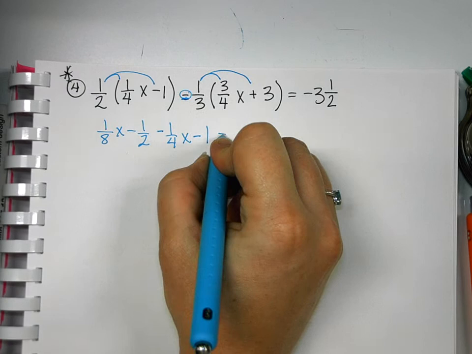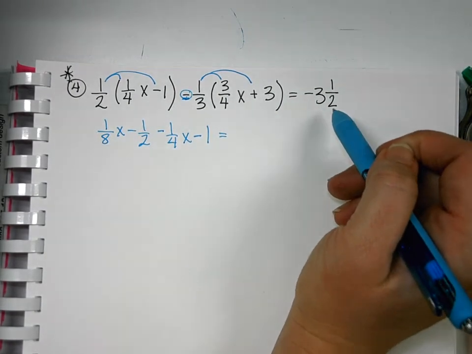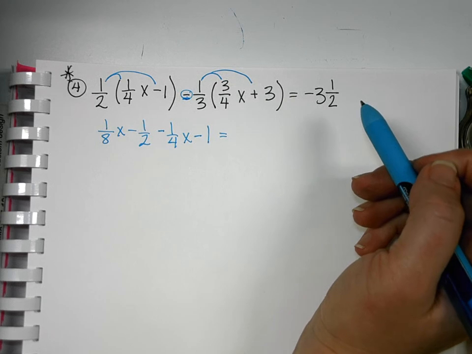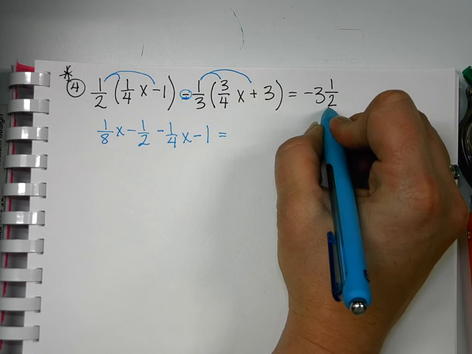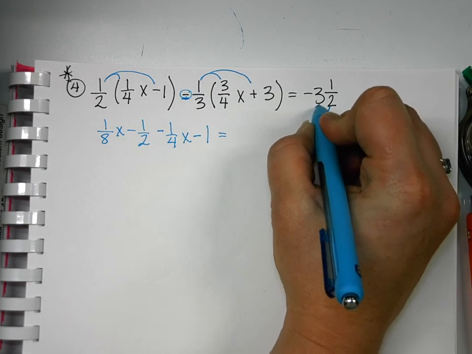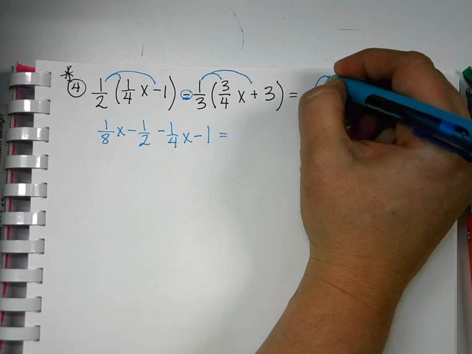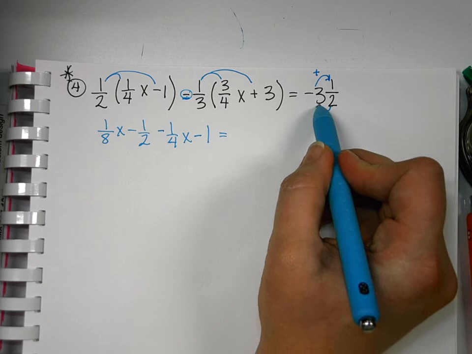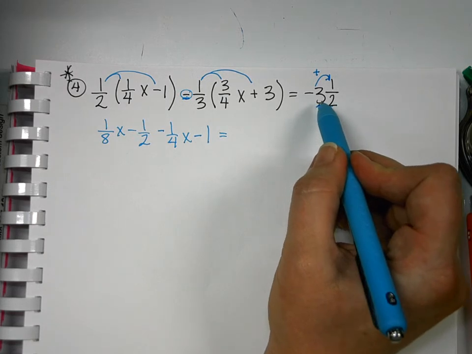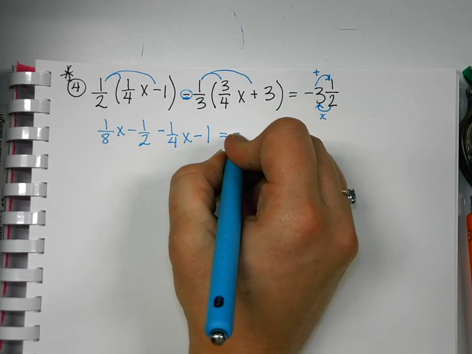And now over here, this is a mixed number. If we're going to be able to combine it with other fractions, we have to get it into an improper fraction. So if you don't remember how we do that, you take your denominator and you multiply it by the number in front, and then you add what it is to the numerator. So 2 times 3 is 6, plus 1 is 7, and it's negative, so negative 7/2.